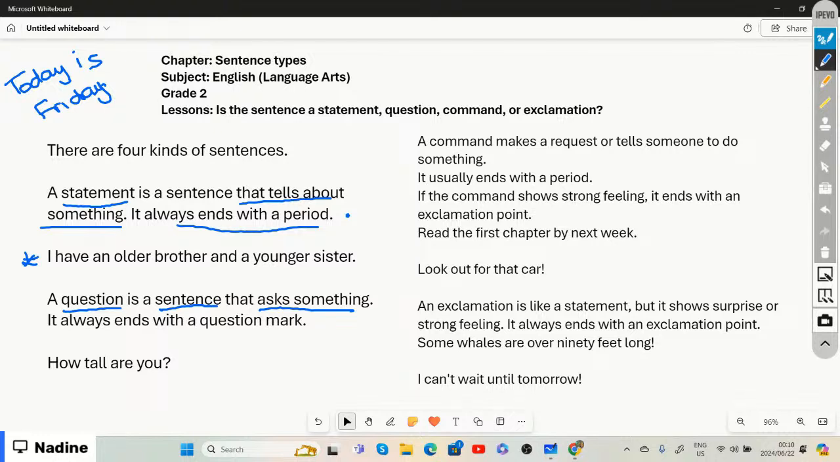And when it comes to a question, we said a question is a sentence that asks something, and a question ends with a question mark. It always ends with a question mark, and that is the sign of a question mark.